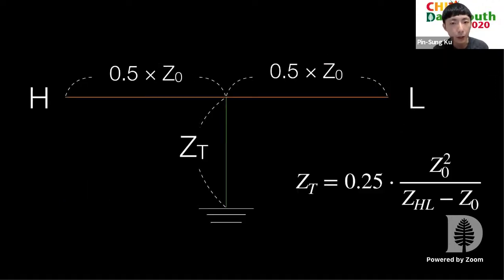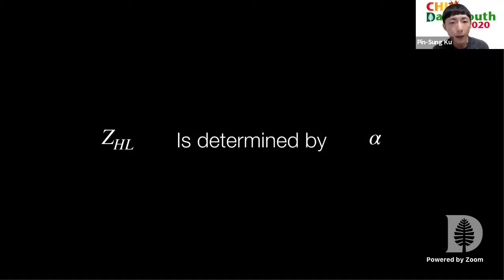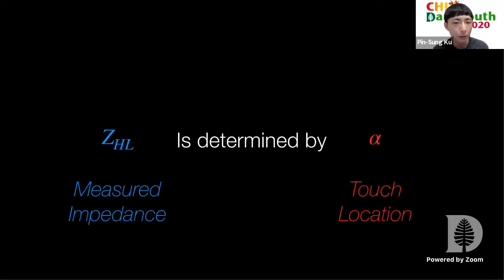Indeed, we can calculate its value beforehand with a one-touch calibration process. By asking the user to touch a predefined position, such as the middle of the thread, ZT can be inferred based on the same transformation formula. Now we have the relation between ZHL and the touch location coefficient alpha. This means the measured impedance of the user touching the thread can be used to locate the touch event.